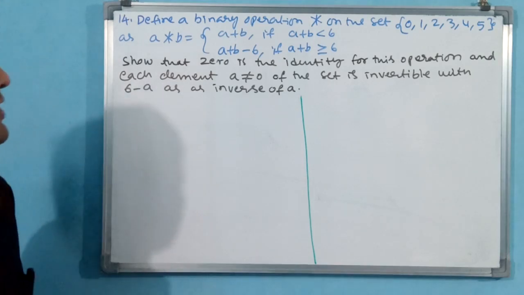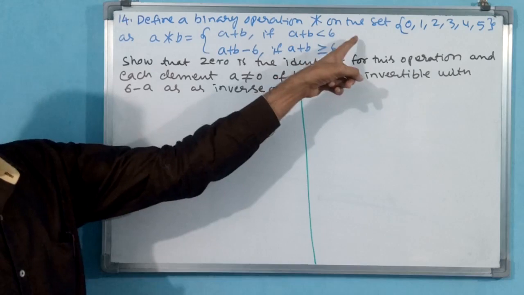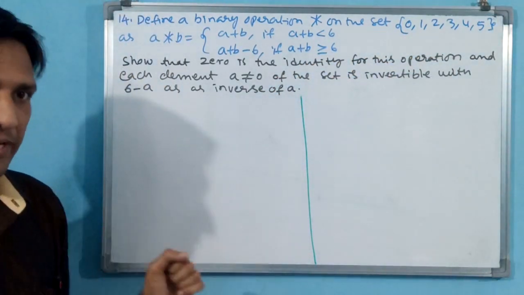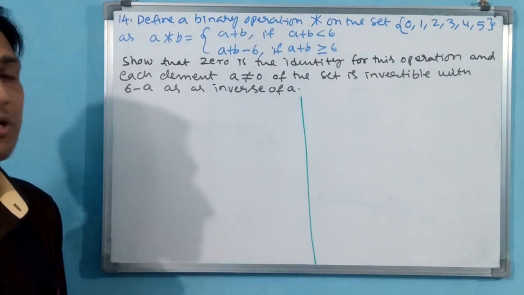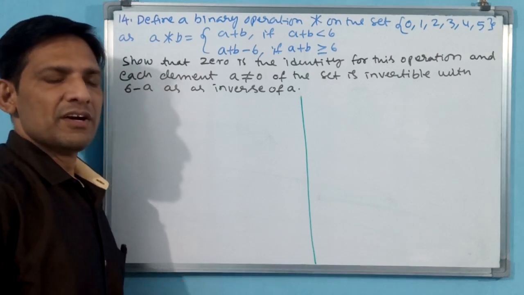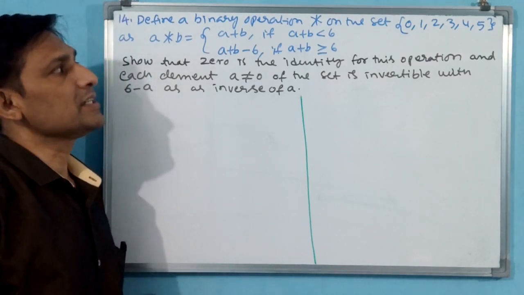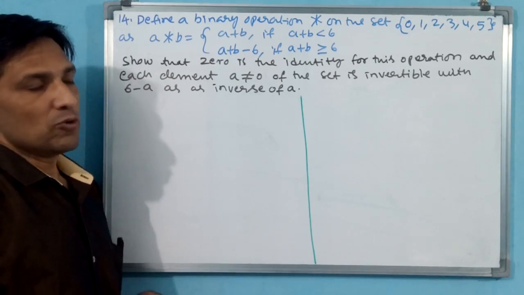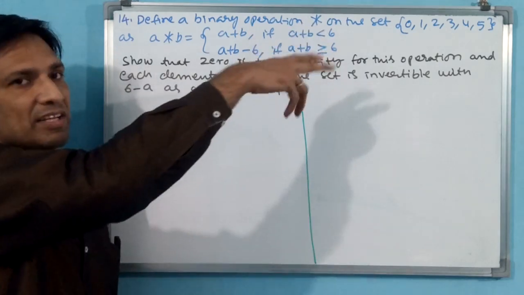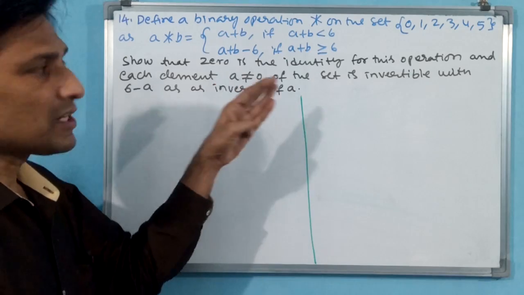Okay, carefully observe. Define a binary operation star on the set {0, 1, 2, 3, 4, 5}. Say this is a limited elements set. Limited elements set means some special operations should be there. Normal operations, plus, minus, division, multiplication, are not possible, not becoming binary operation. Why? Because see, 2 into 3 is 6, 2 plus 3, 1 plus 5 is 6. 6 is not there. That is why this is not going to become a binary operation for normal operations.